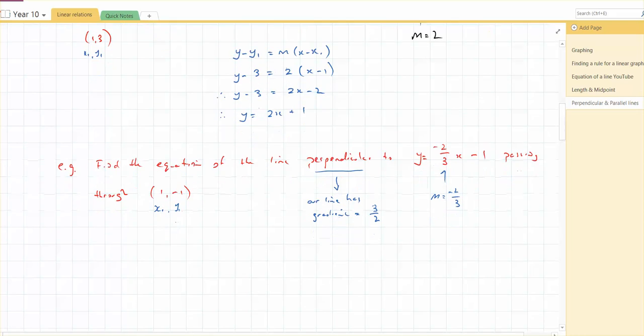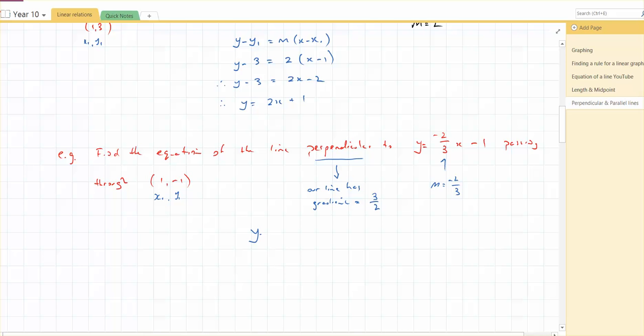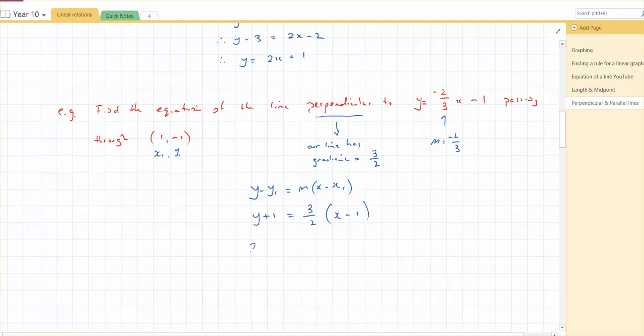And now we're going to find the equation of this line using this formula here. y minus y1, so it's going to turn into y minus minus 1, or y plus 1, equals 3/2, which is our gradient, times (x minus x1), and x1 is up here at 1. Now at this point we should always look to multiply through by 2, because that's our denominator here, and we can eliminate that denominator by multiplying by it.